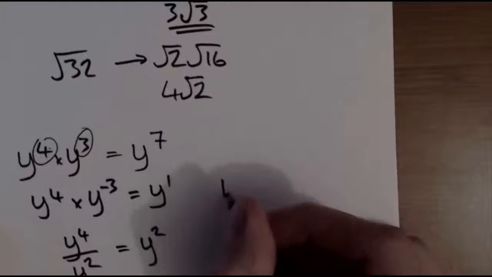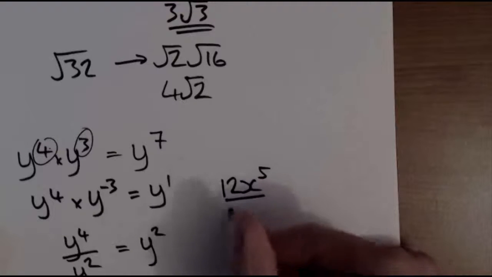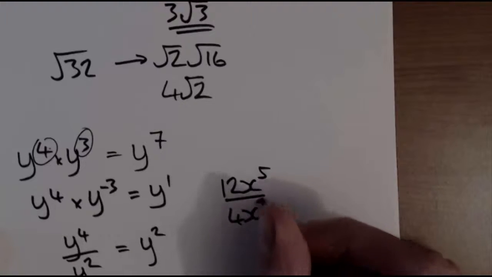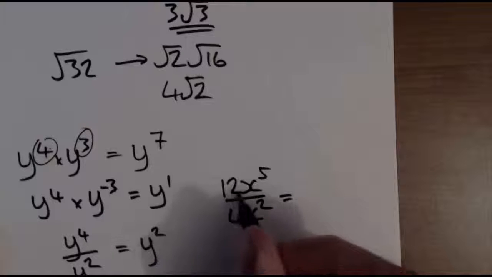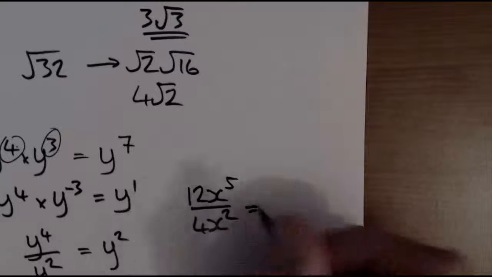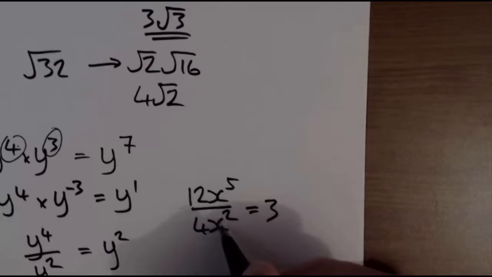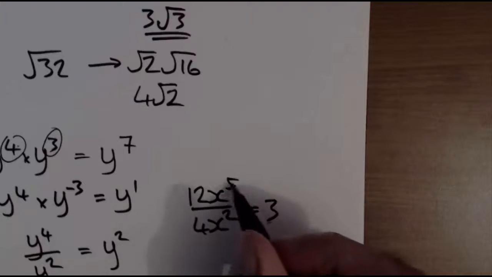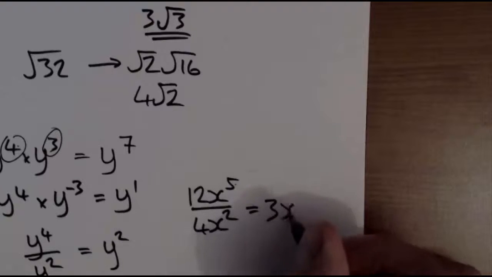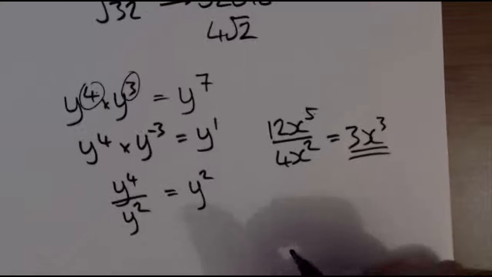So we've got an example here, it's 12x to the power of 5 divided by 4x to the power of 2. You look at the coefficients, solve these first, so 4 divided into 12 is 3, and then it's x to the power of 5 divided by x to the power of 2, so you subtract indices from each other, so that's x to the power of 3. Okay, so you just need to remember the rules for it.